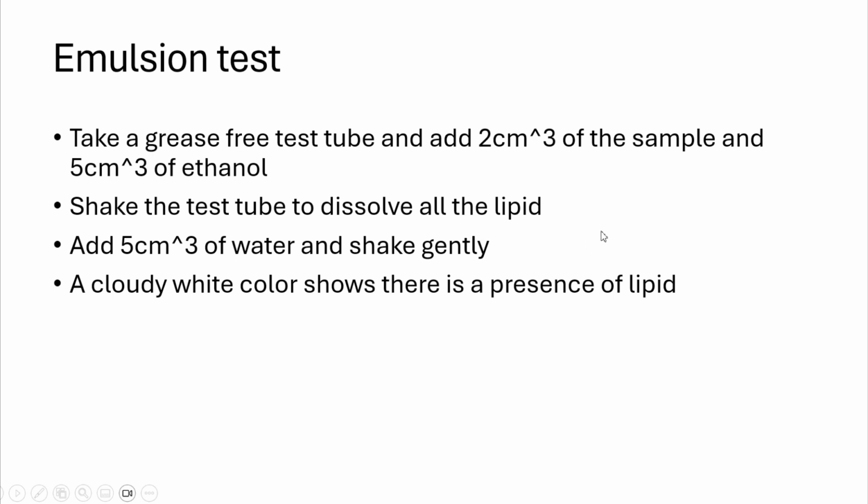Alright, the emulsion test. This is for lipids. Again, you take a grease-free test tube. That's important. Always mention that in the test. Take a grease-free test tube because grease might affect the results here. Add 2 centimeter cubed of sample and 5 centimeter cubed of ethanol. You then shake the test tube. It's important you say you shake it, to dissolve all the lipid. And then you always have to say add 5 centimeter cubed of water and shake gently. Always add 5 centimeter cubed of water after you do that.